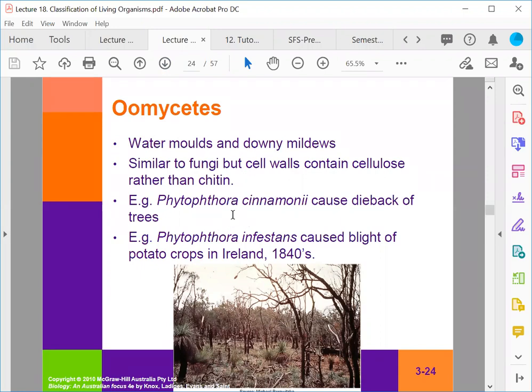All right, just a couple of examples here. Phytophthora cinnamomi causes this extensive dieback of trees that you can see here. Here's another famous example, Phytophthora infestans, which caused the famous Great Potato Famine in Ireland in the 1840s. And it's estimated that anywhere from 1 million to 2 million people died as a result, given that potatoes were the staple diet.